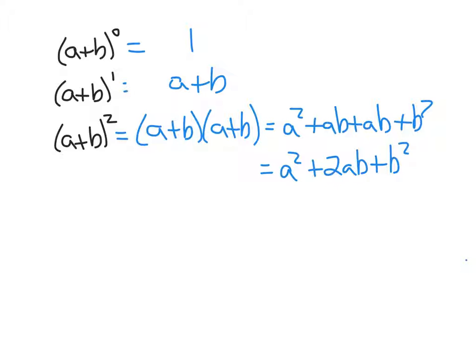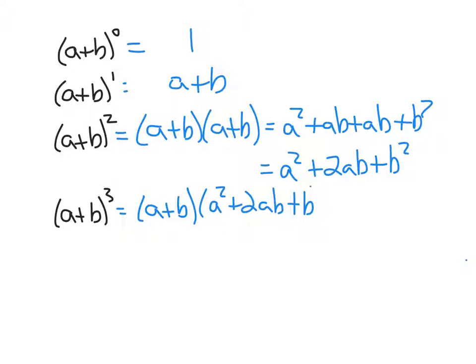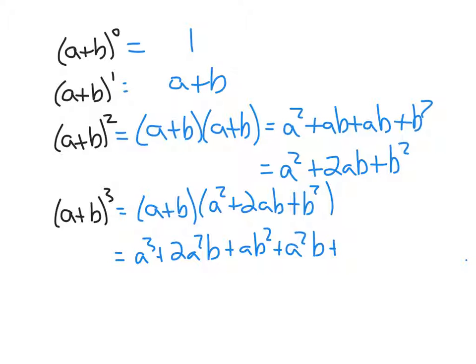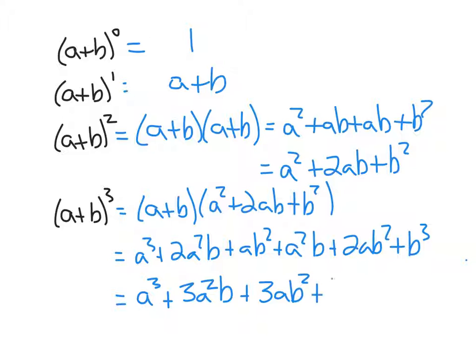And so now when we increase the exponent one more time, we're already getting to a fairly obnoxious point, because we're going to have to distribute a plus b into the trinomial that we just got. So then we would get a cubed plus 2a squared b plus ab squared plus a squared b plus 2ab squared plus b to the third. So when we combine terms, we get a cubed plus 3a squared b plus 3ab squared plus b to the third.